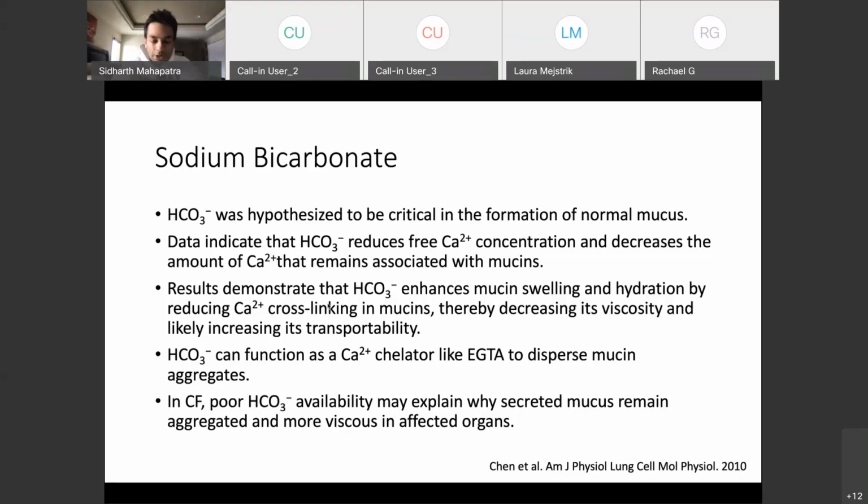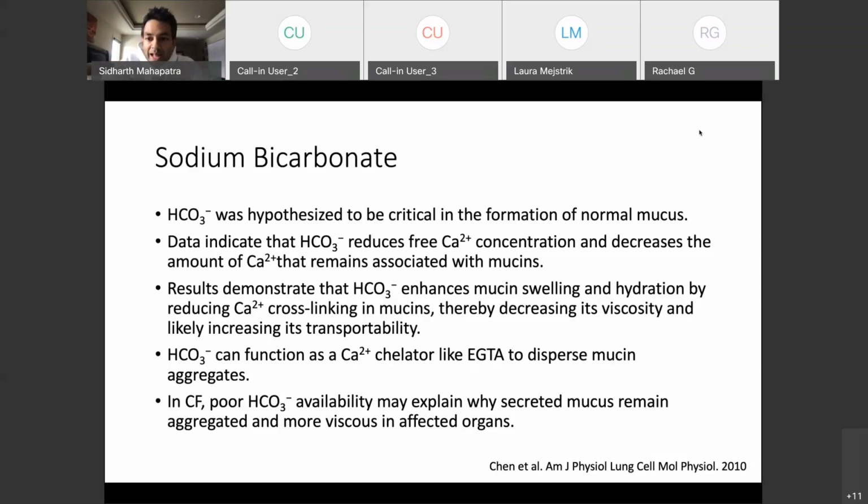So how does sodium bicarbonate work? This is a CF paper written in 2010, I think. Bicarbonate was hypothesized to be critical in the formation of normal mucus. Okay, how? The data in this paper indicated that bicarb reduces calcium concentration within mucus. Mucus is made up of proteins called mucins. Mucins are held together by calcium. That calcium is potentially chelated or sequestered by bicarb. And in doing so, the mucus and mucin loses its integrity. So that's what the data was indicating in this paper.